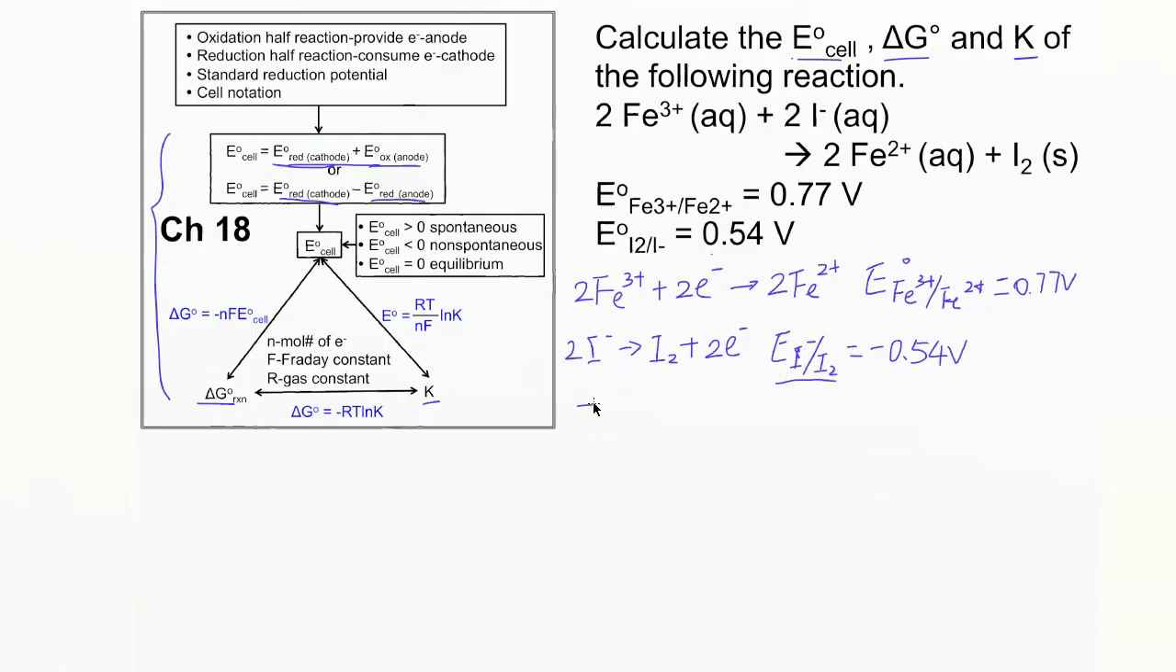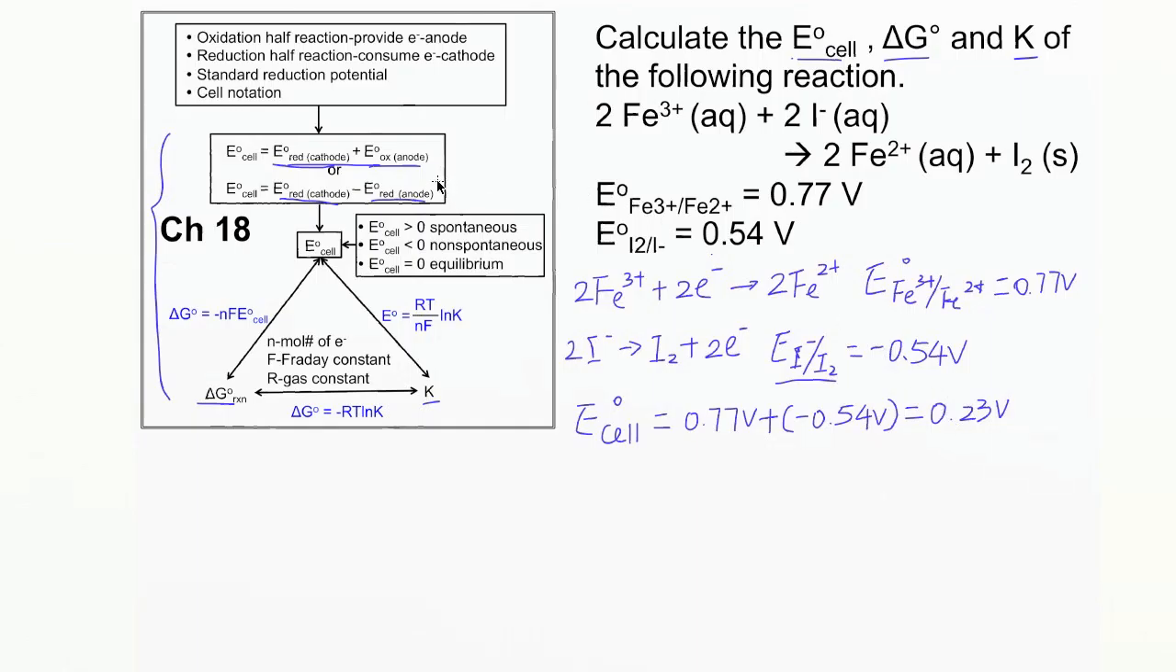Now, the first way to calculate the Ecell would be you add these two values together: 0.77 volts plus negative 0.54 volts. It gives you 0.23 volt. This is the first way.